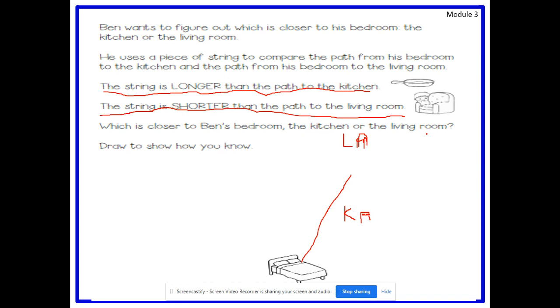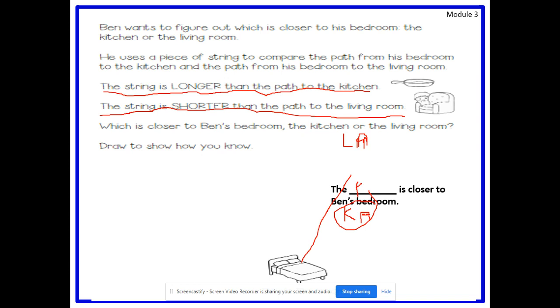This is where we have to finally just compare the objects. So which is closer, boys and girls, to the bedroom? The kitchen or the living room? Get ready. Yes, the kitchen is closer. Oh, I put it right there. So the kitchen is closer to Ben's bedroom.